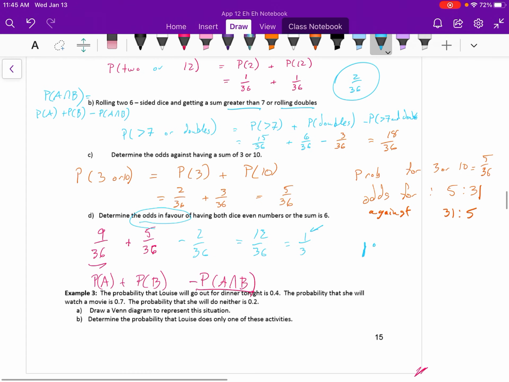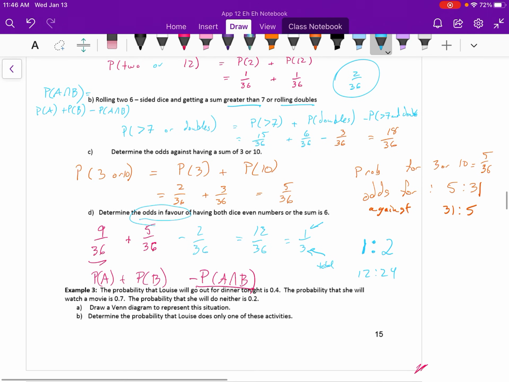Now notice I want the odds in favor of this happening. So remember that the top signifies, the probability for signifies the number of outcomes that are favorable. The bottom signifies in probability the total, but in odds, that implies then the number of unfavorable outcomes is 2. So the odds are 1 to 2.